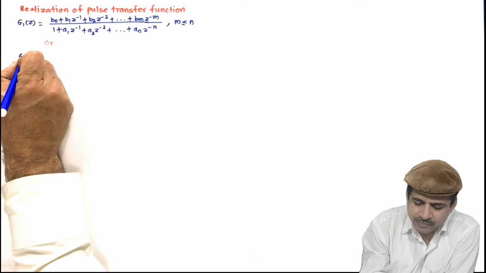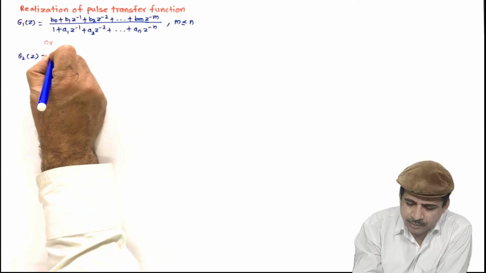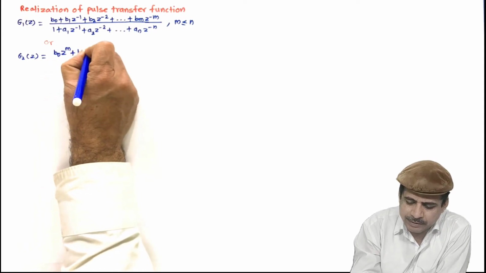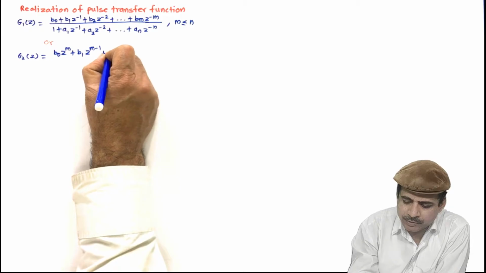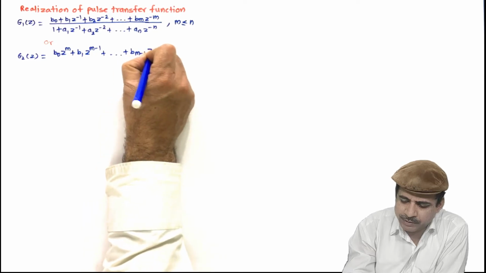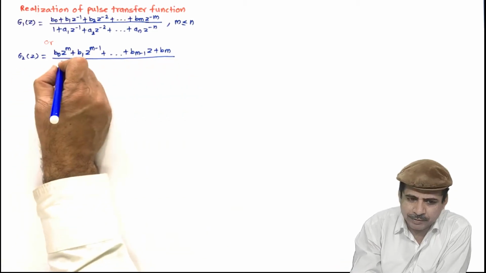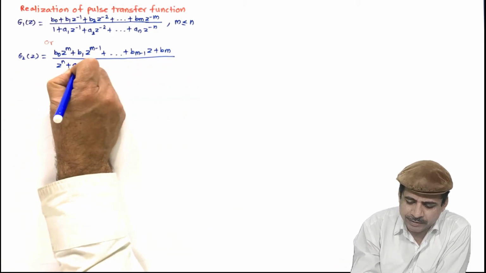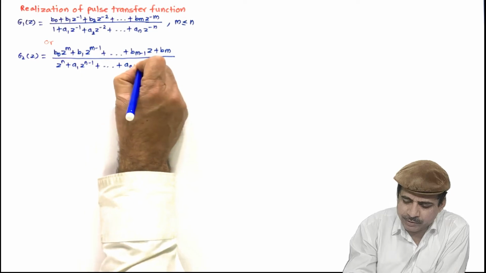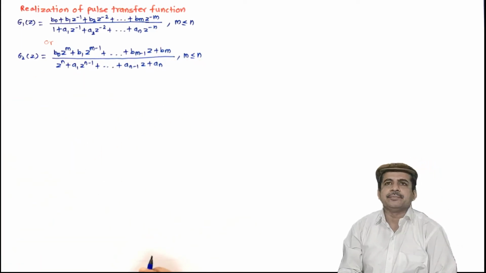The same can be represented as G2 of z. Purposely I have made them as G1 and G2. B0 z raised to m plus B1 z raised to m minus 1 so on up to plus Bm minus 1 z plus Bm divided by z raised to n plus A1 z raised to n minus 1 so on up to An minus 1 z plus An. Again the condition is same, m shall be less than equal to n.